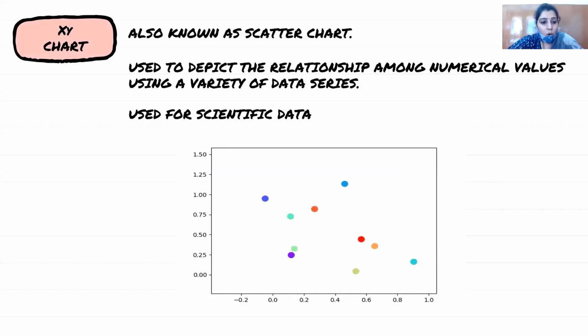XY chart is also called a scatter chart. It is used for the scientific representation of data. It will just represent the X value and the Y value. जहां पे भी आपकी x वैल्यू की प्लॉटिंग हो रही है and the y value is getting plotted, the dot will be there. So that's why x and y values are scattered. Clear? So it will depict the relationship among the numerical values using a variety of data series.